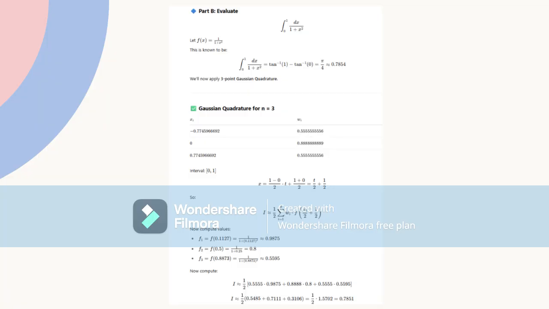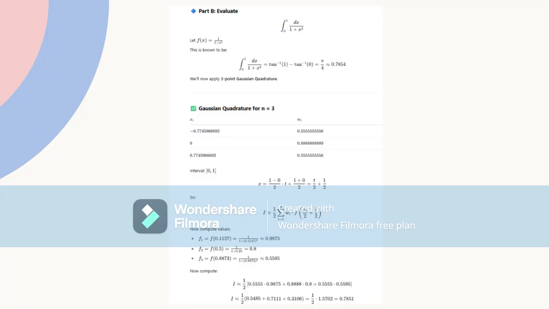We will now apply 3-point Gaussian quadrature for n is equal to 3. After applying these three values, we get I is approximately half of the summation of i is equal to 1 with upper limit 3. Now compute values of f1, f2 and f3.